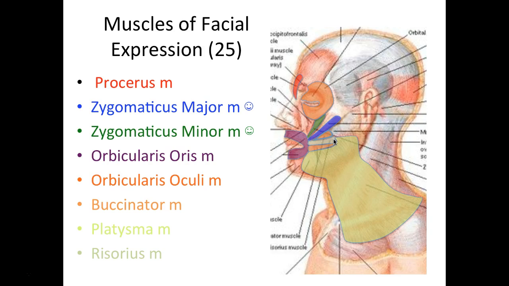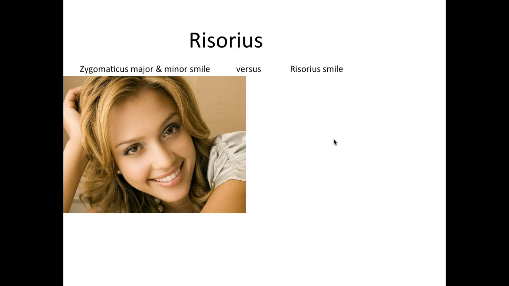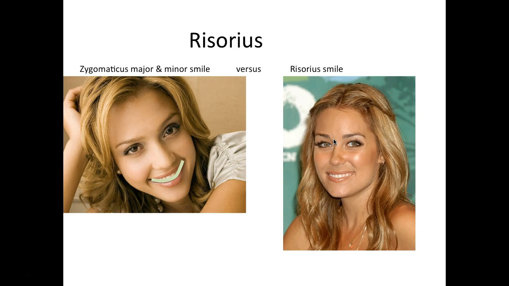Next we have Risorius, and this helps move the corners of our mouth laterally. So it depends. Sometimes your Zygomaticus major and minor are going to assist you in smiling with this curved up fashion. It kind of pulls it up at an angle. And for other people, the Risorius muscle is a little bit stronger and they smile more in a straight fashion.